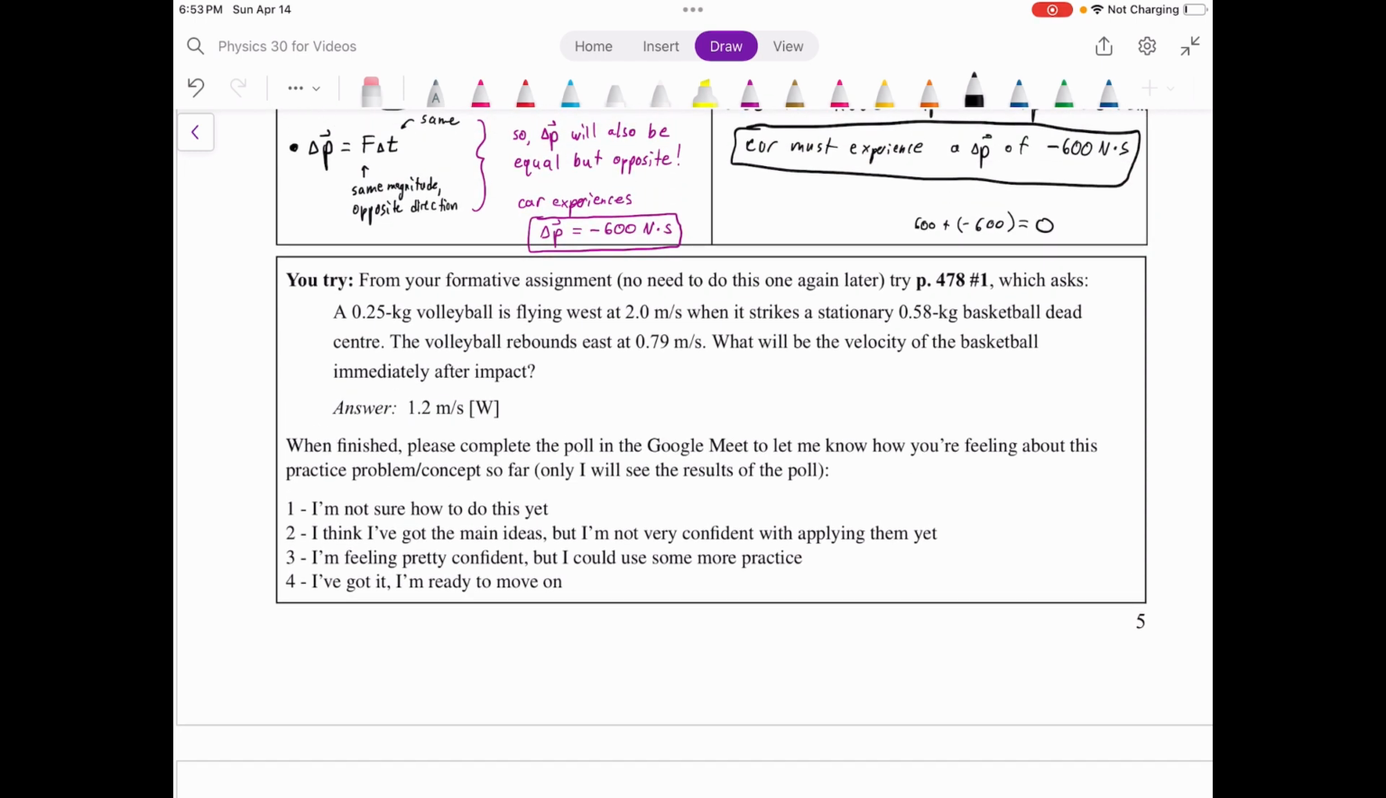But either way, at the very least, try this example here. Again, the solutions are always posted in the agenda, and you can work through it and see how it goes for you.